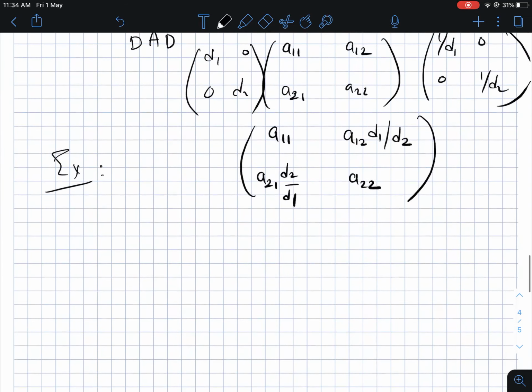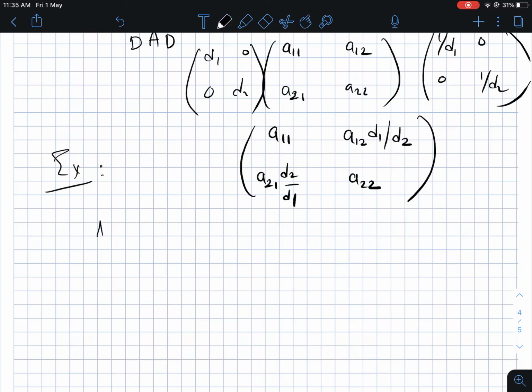So maybe I can pick d1 and d2 in such a way that the circles look a lot simpler, or they'll give you a lot more information about the matrix than otherwise. Okay, let me take an example.